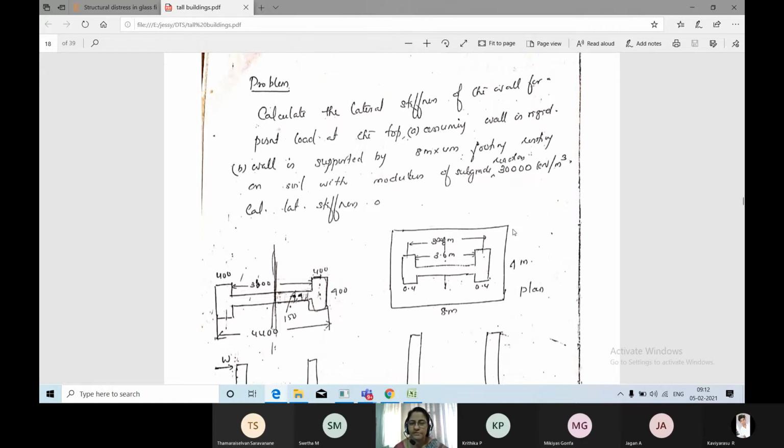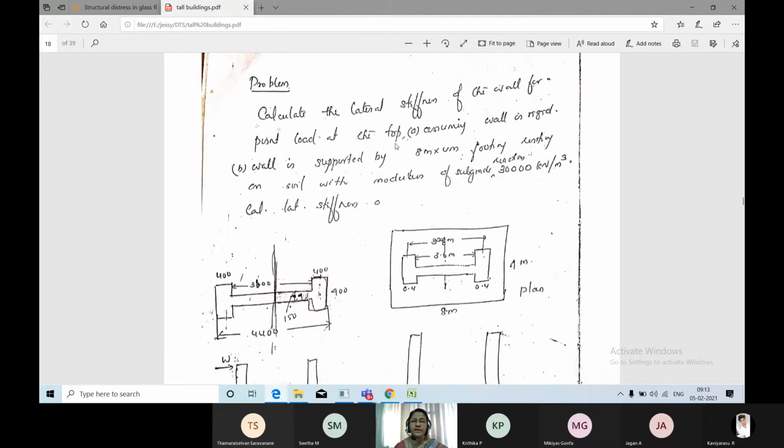What do you mean by stiffness? Stiffness is nothing but the resistance to deflection. Load by deflection will give you the stiffness, or moment by rotation will give you the stiffness. Okay, it is the resistance of a building to deflect for a particular load. So that is the meaning of stiffness.